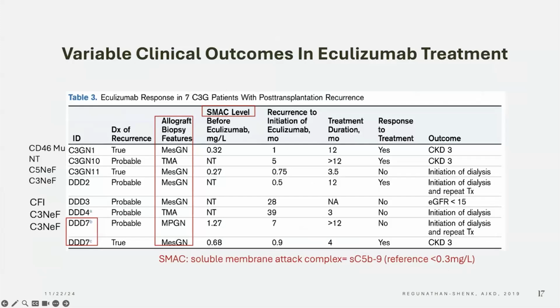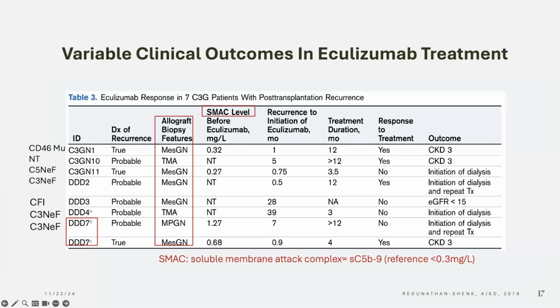But why did eculizumab show variable clinical outcomes in the Columbia study? Let's take a close look at the 7 patients that used eculizumab. These patients have different genetic mutations or autoantibodies, different plasma C5b-9 levels, different histologic manifestations. The heterogeneity can even exist in the same patient.